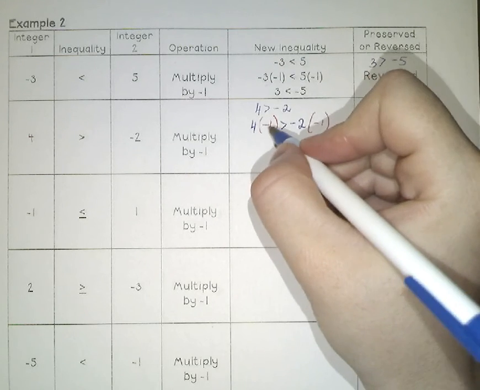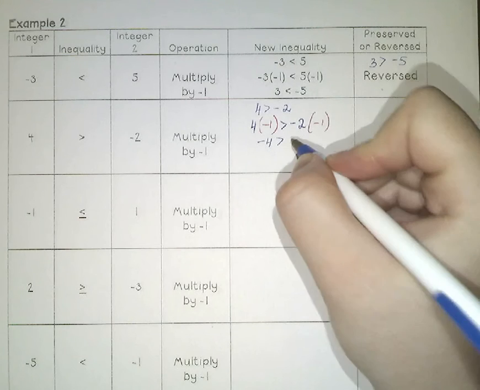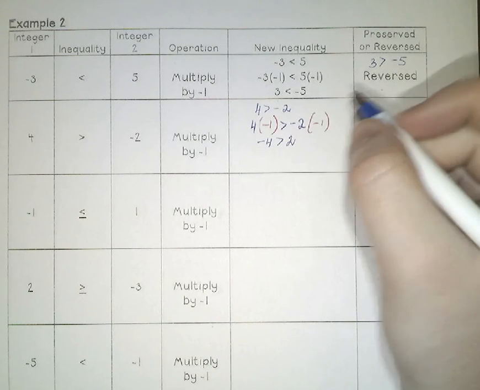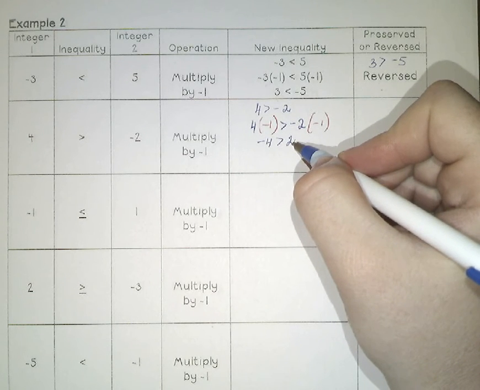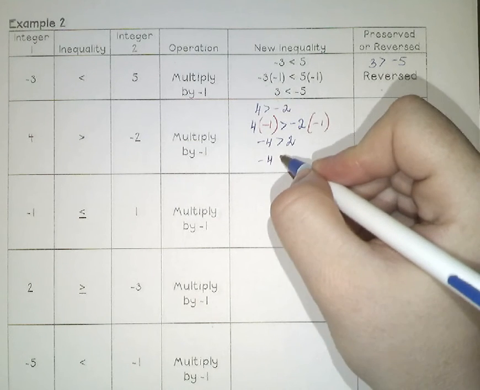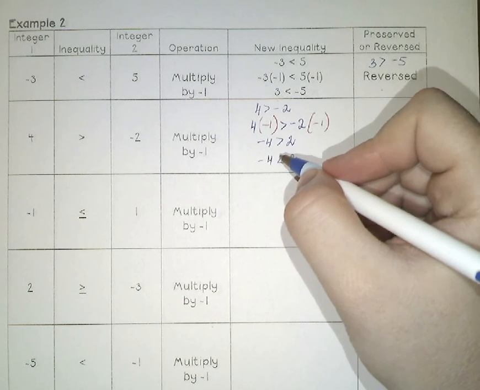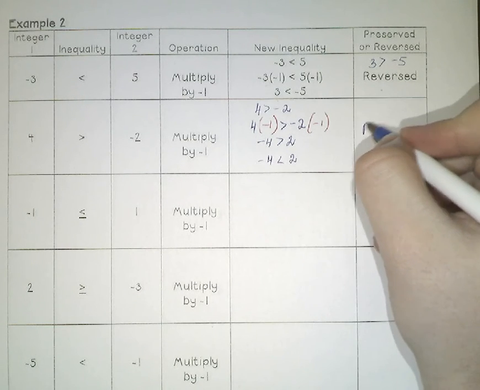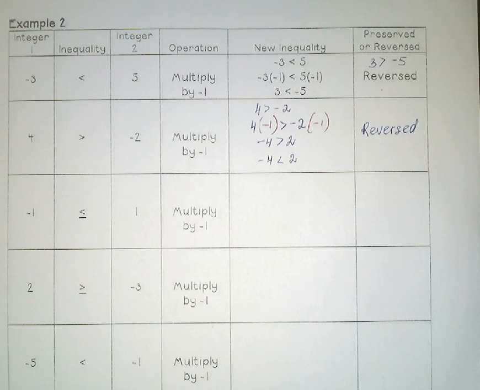4 times negative 1 is negative 4. And we have negative 2 times negative 1 is positive 2. So I see negative 4 is greater than 2. Is that true? No, it's not. We have to have negative 4 less than 2. Okay, so the sign will have to be reversed. Go ahead, pause the video, and see how it's true for all of these inequalities.